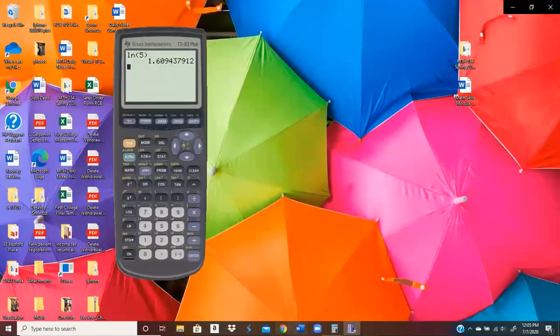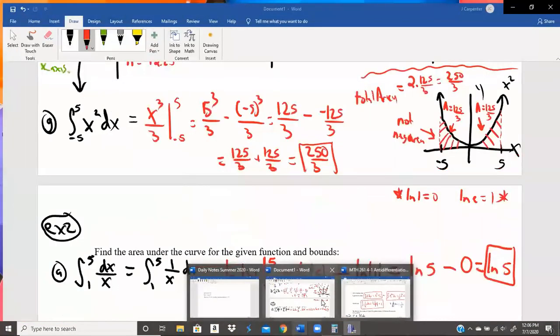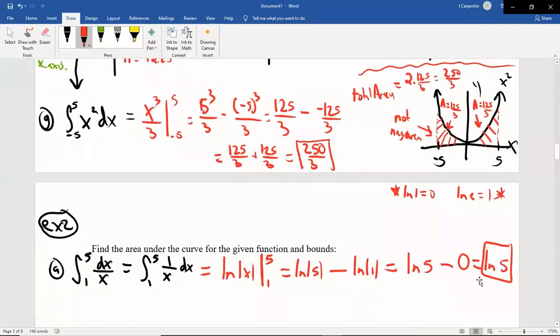Your teacher generally wants exact answers on your homework. So yeah, that's about 1.6, but I don't want to see 1.6 unless it asks you to round. If it's an application, you're probably going to round it. But this was not an application, so don't you dare.